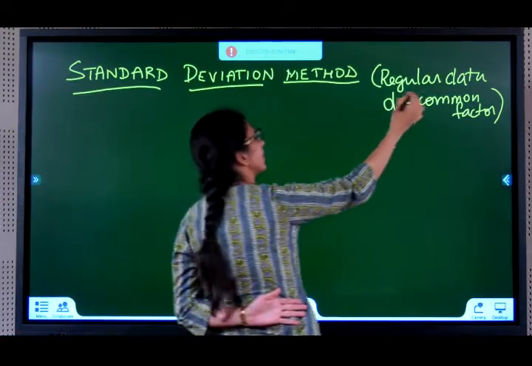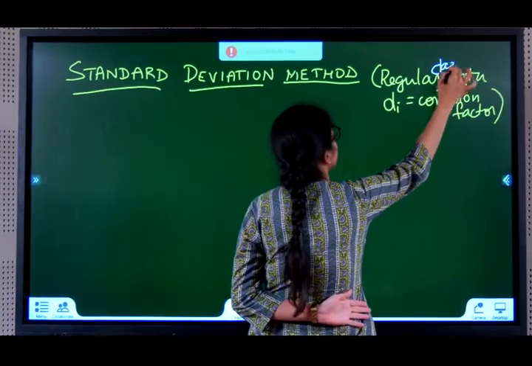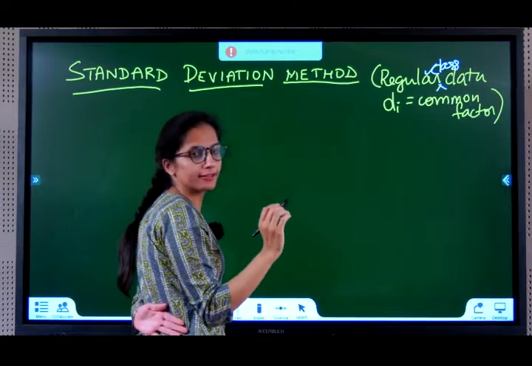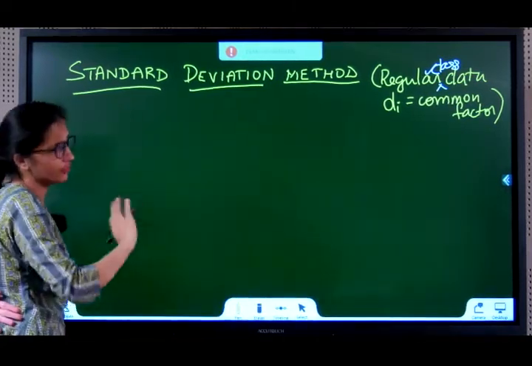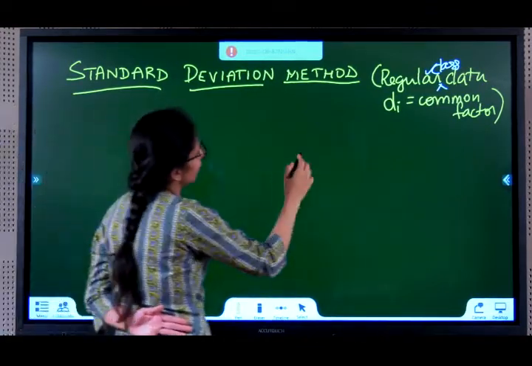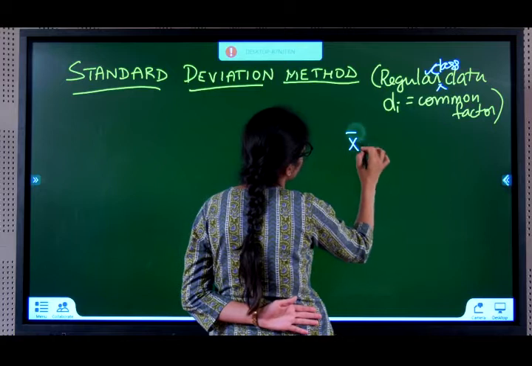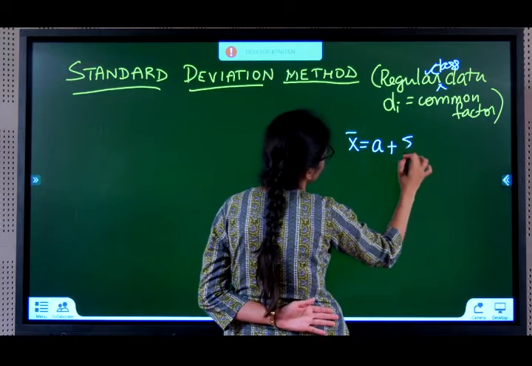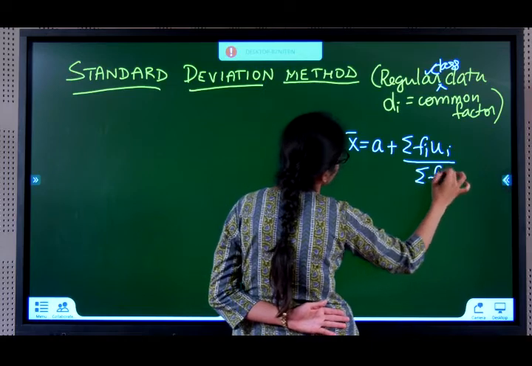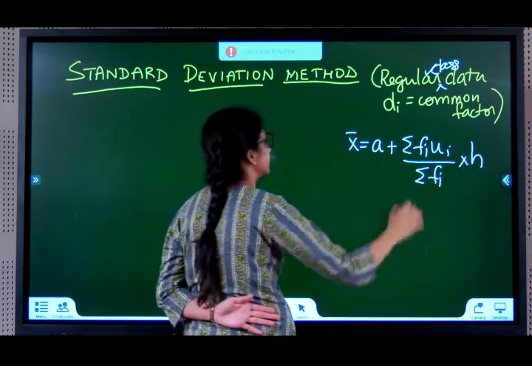It is done for regular class data, and you can see in your data also while solving, di should have a common factor. It should increase with a common factor. If it's different, you cannot apply standard deviation. How do we do this? The formula is given as x bar is equal to A plus summation fi ui by summation fi into h.